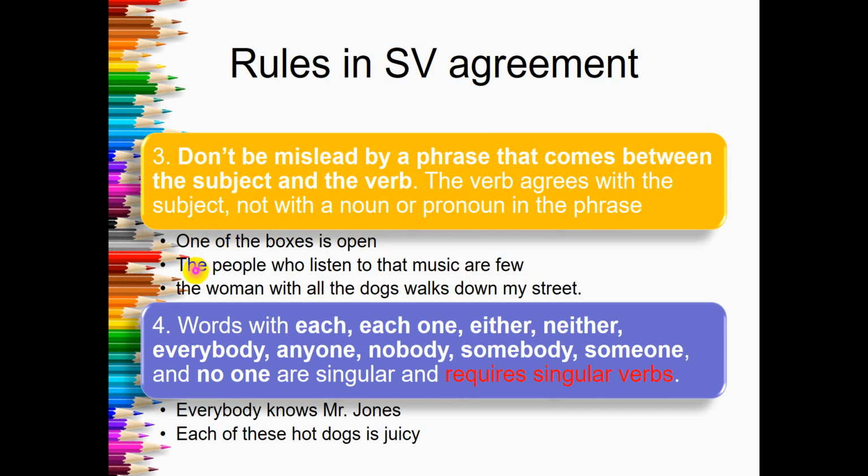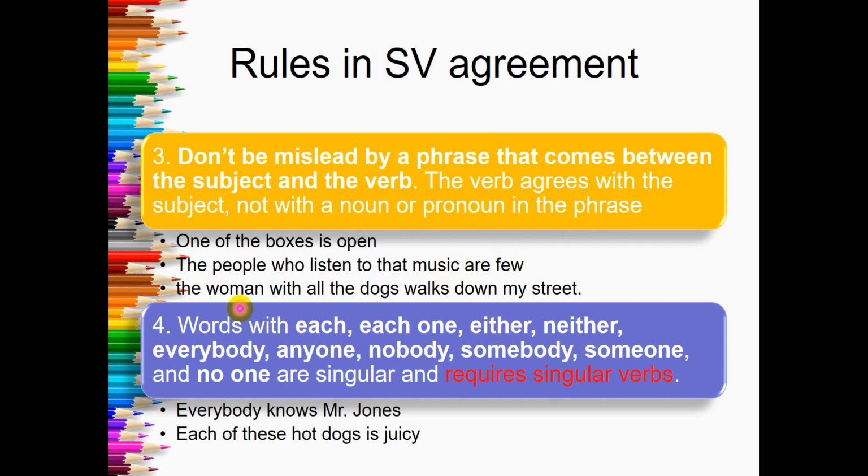The people who listen to that music are few. Who listen to that music is additional information. So the main focus is the people are few. So the people is plural, then we have to use are. Don't give attention to the word music here. Why? Because it can be a distraction. In order to focus, you can close this part, so that you focus on the people are few.